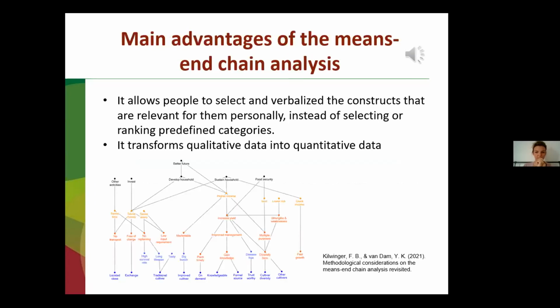One of the main advantages of the means-end chain analysis is that respondents themselves can select and verbalize the attributes or constructs that they deem relevant to evaluate or value a product. So sometimes in surveys we have predefined categories and we ask them, how important is this to you? How important is that to you? But then a selection is already made of what attributes could be important. And here it's the respondents themselves that have to come up with the list and verbalize what they think is relevant.